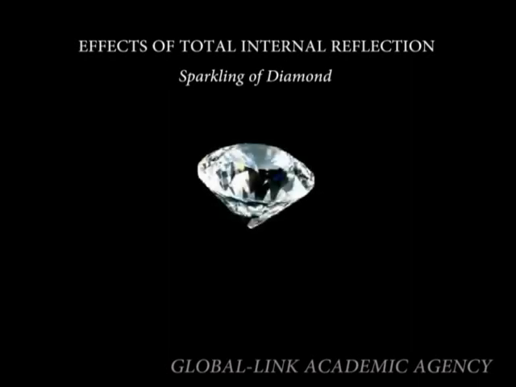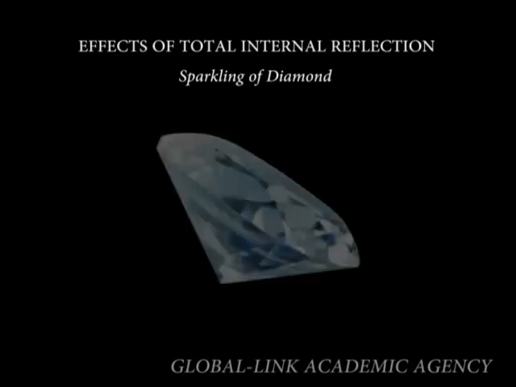Sparkling of diamond. Now, a diamond stone sparkles as the rays of light suffer total internal reflection at various phases. The critical angle for a diamond-air interface is 24 degrees, which is very low. Thus, most of the incidence rays suffer total internal reflection.